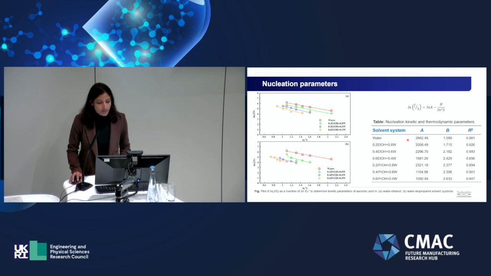And from the slope, we determine the B, which is the thermodynamic parameter, and which represents the activation energy required for nucleation to happen. And if we see the effect of solvent systems, we can see that the kinetic parameter decreases with increase in alcohol concentration, whereas the thermodynamic parameter increases with increase in alcohol concentration, which indicates that more activation energy is required to start nucleation in alcohol binary solvent systems.